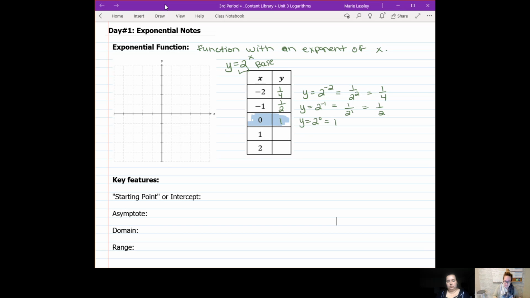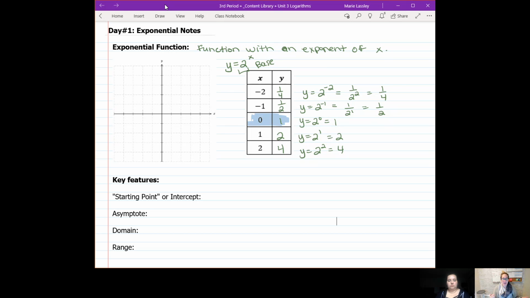All right, moving on, we have y equals 2 to the power of 1. That's just 2. And then we have y equals 2 to the power of 2, which is 4. All right, so if we're looking at our points, you'll notice that as our x values get bigger, so do our y values, right? So we're going to get exponentially larger as you plug in bigger x values. And if you plug in bigger negative numbers, you're going to notice that you're just going to get a smaller and smaller and smaller fraction.